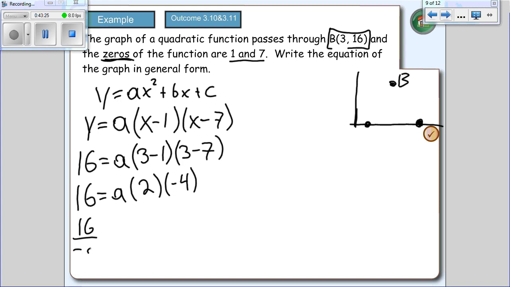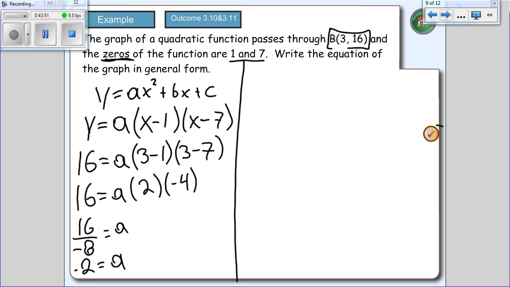The reason we found A is we needed it to be able to get into the form we wanted. Right now, this is where we're at. We're in factored form. We have an A value, and we have 2 factors. If we want to go from factored form to general form, which is our ultimate goal, how are we going to do that? Foil it.